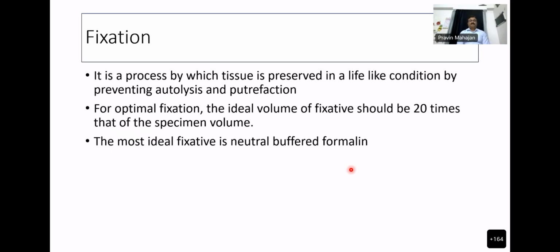So what is fixation? Fixation is a process by which tissue is preserved in a lifelike condition by preventing autolysis and putrefaction. You do not want autolysis to set in, you do not want putrefaction to set in the tissue. Tissue should be as it was. So that's why you fix it.